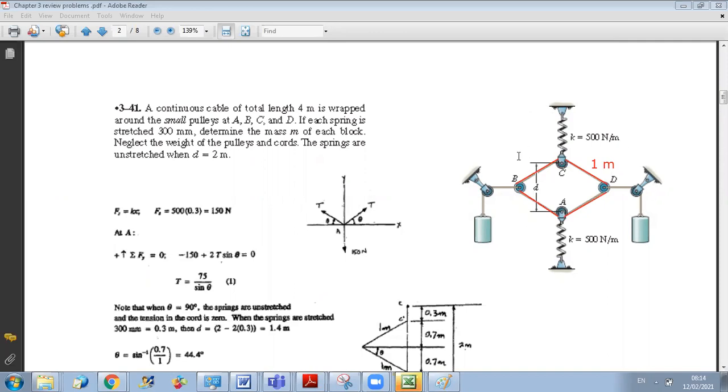Now, if you want to determine the value of D here, what is this distance? I don't know it, but I have an additional information given in the problem. They said the springs are unstretched when D is equal to 2 meters. Okay? Look, to have D equal to 2 meters, in which location should be B and D?